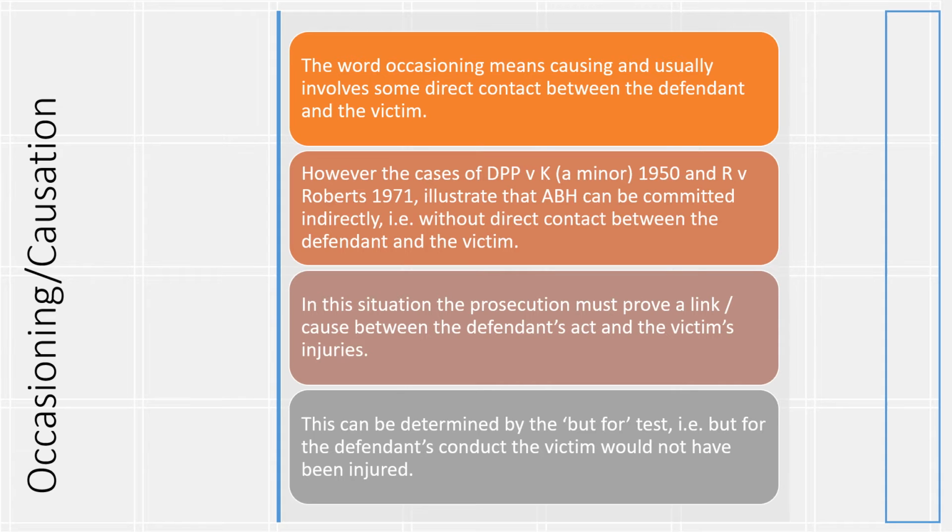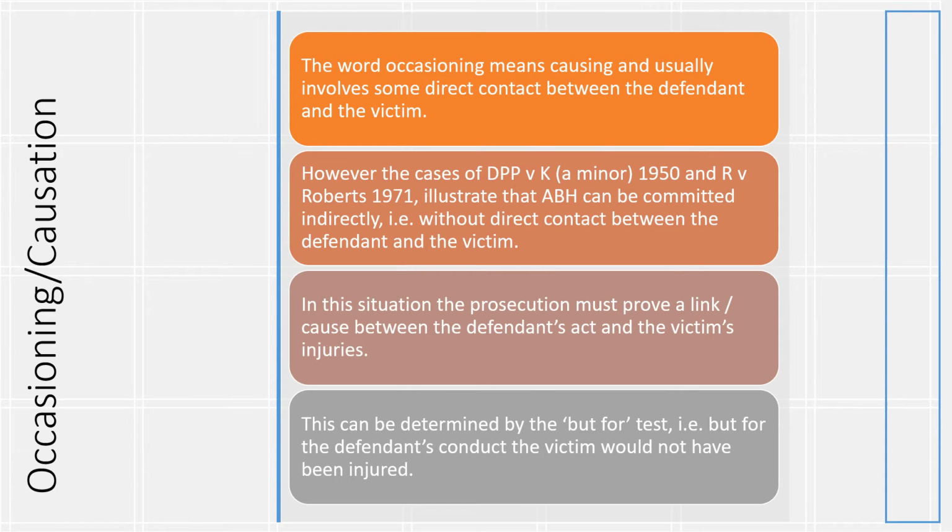Now, however, the cases of DPP v K, as we looked at in the battery video, and Roberts illustrate that ABH can be committed indirectly, so without even direct contact between the defendant and the victim. So this won't be new information to you after looking at assault and battery.